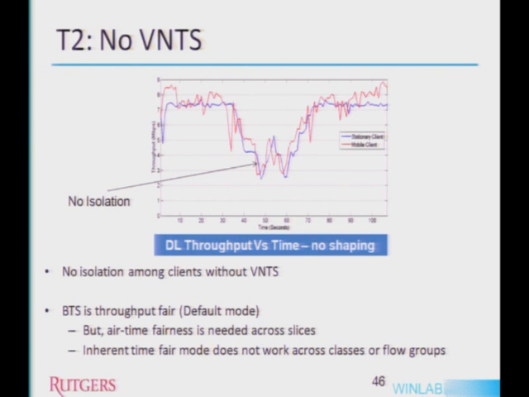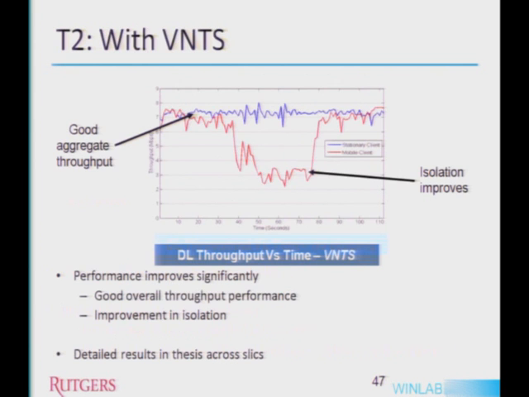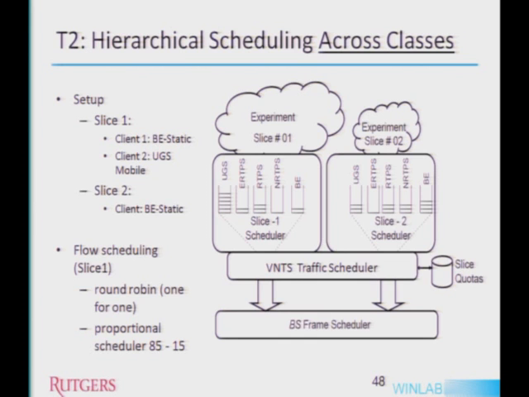So this is not desirable. When we run our system, we can adaptively traffic shape the load, or the traffic, going from the base station towards the mobile client, and in that process make sure that we have some sort of isolation for the static client. The throughput stays. There are other things which I'll explain.